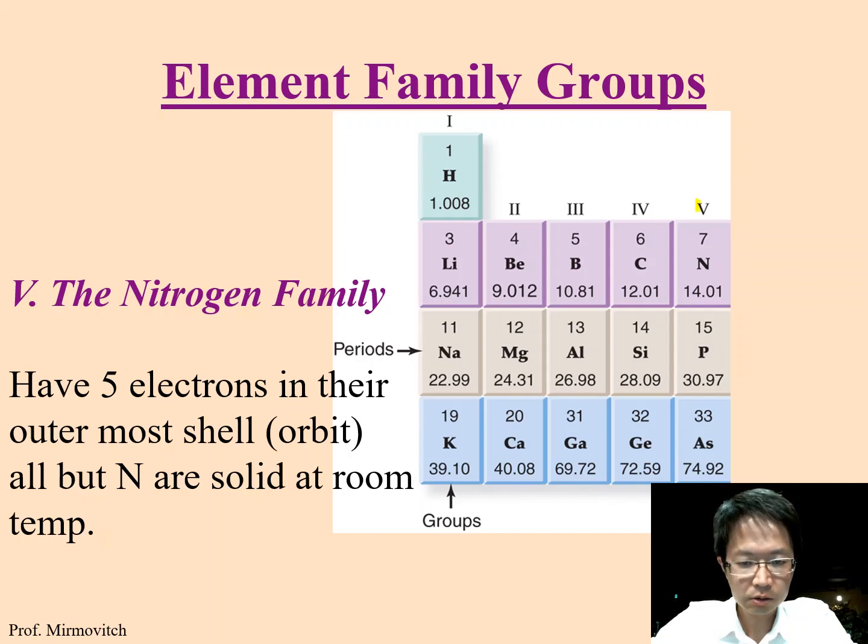Then group 5, the nitrogen family. The nitrogen family has 5 electrons in the outermost shell. Only nitrogen is a gas, but phosphorus, P, and the other elements in the nitrogen family, like As, are all solid. So this is good to know.